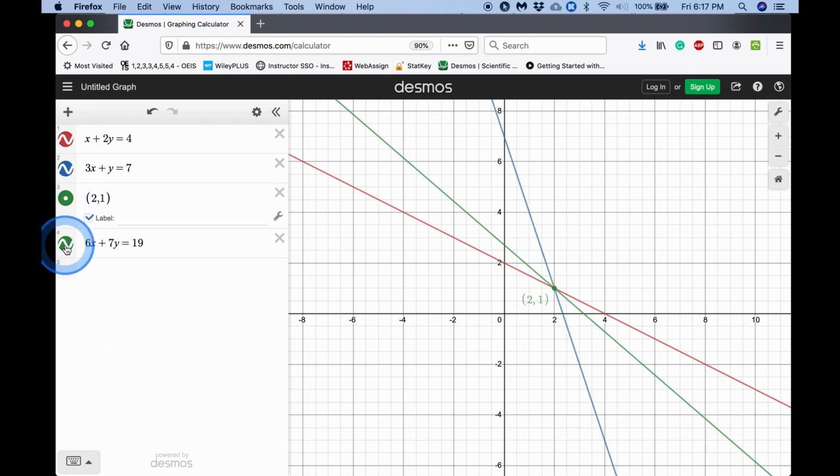I'm not making the claim that the lines are the same, but I am making the claim that the solution set has not been altered, that we still have an equivalent system of equations.